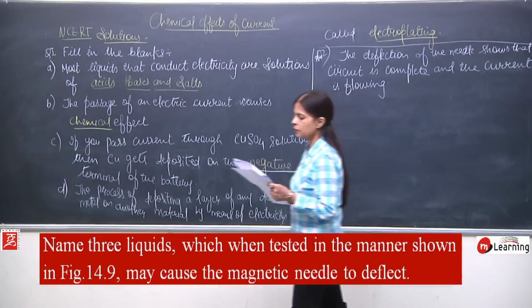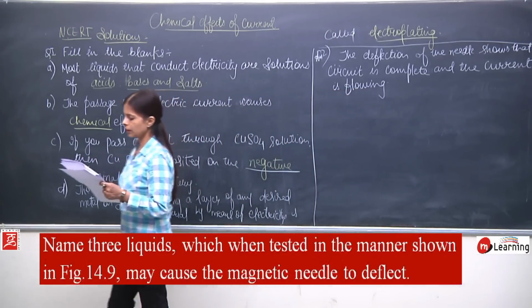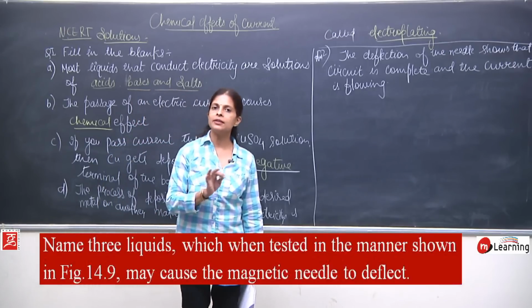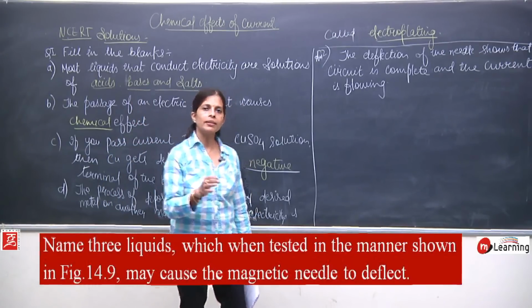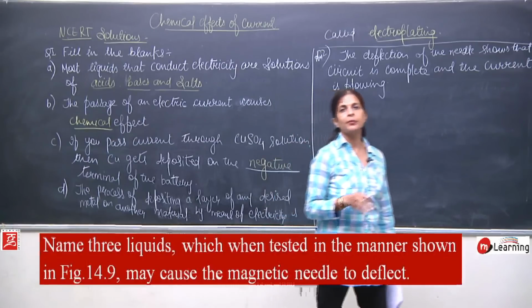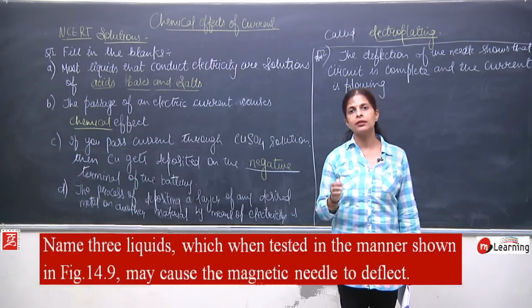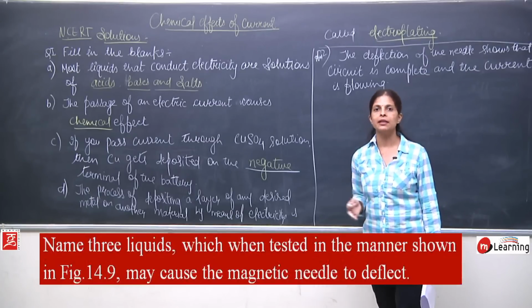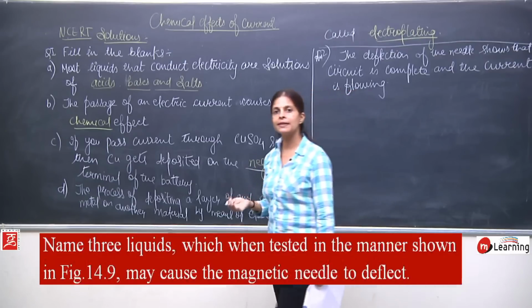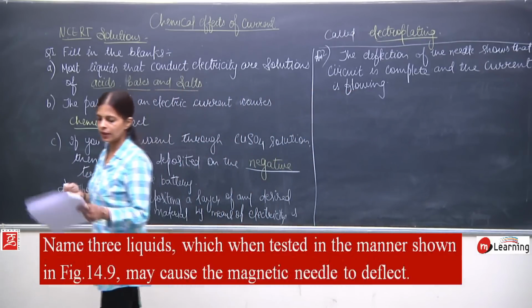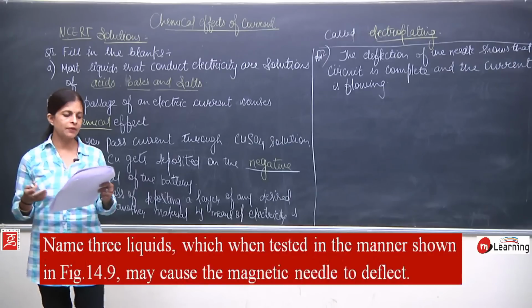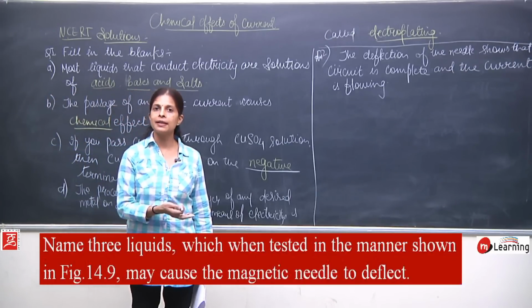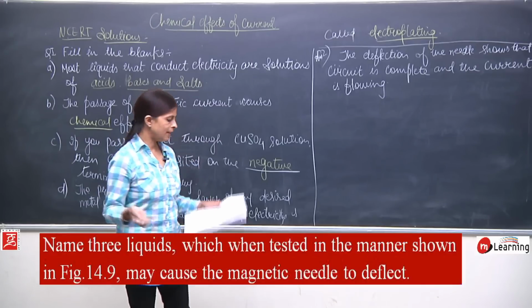Name 3 liquids which, when tasted in the manner shown in the figure over here, may cause the magnetic needle to deflect. Generally, the meaning of the question is, if the deflection is there, what are the 3 solutions in which the magnetic needle deflection can be seen? So, it should be acid or base or salt, isn't it? They are asking for 3 liquids. So, it can be any acid or any base or any salt.